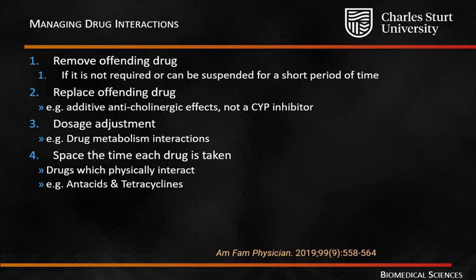The fourth one is to space the time out between each drug as it's taken. This works well when there's a physical interaction, particularly in the gastrointestinal tract. Antacids and tetracyclines are a classic example where that works. Where it doesn't work is if the patient is taking a cytochrome inducer, because this is a change in protein expression and that's not short term. Cytochrome inhibitors are also not particularly short-term. As long as the cytochrome inhibitor is in the body, which could be for 6 or 8 hours or maybe 12 hours, then spacing of the drug administration is not an effective strategy.